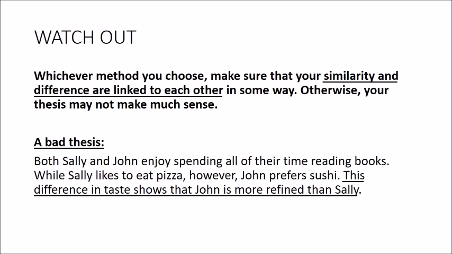Now, the second two sentences here link to each other and follow each other logically, but that first sentence is totally out there. It's talking about reading books, and the next two sentences have nothing to do with books. So this is an example of where the similarity and the difference are not linked to each other, and it's causing a writing issue here.